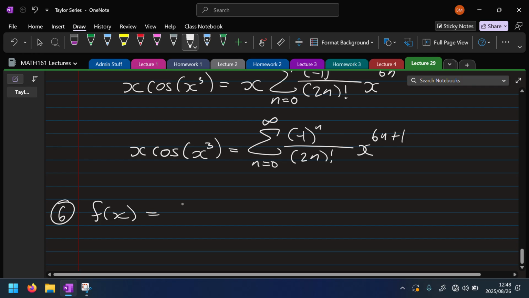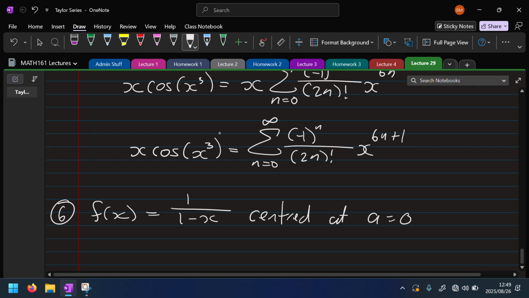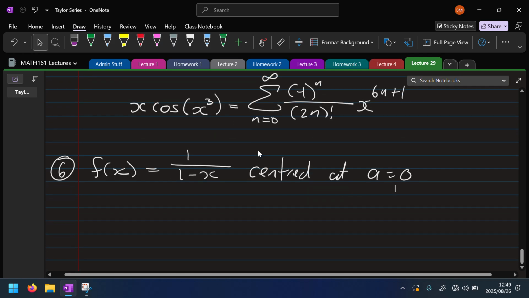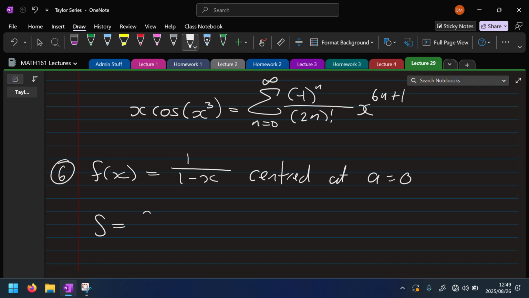There we got f of x is equal to 1 over 1 minus x, centered at a equals 0. Okay, now for this one, we actually don't have to do any work, because this is just the sum of a geometric series. Okay, so we'll show that. So if I have a geometric series with common ratio r, then the sum is just a over 1 minus r. Right? Geometric series.